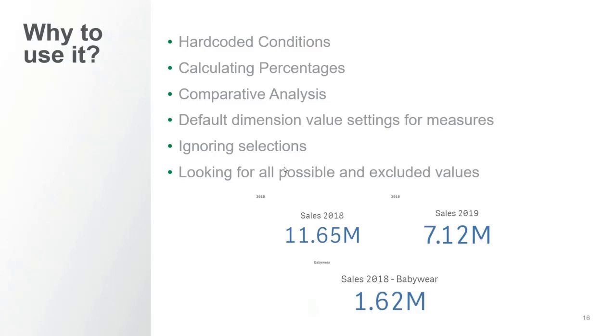It comes in handy when you're calculating percentages of a whole, which we have pieces that automatically do that now within the UI. Comparative analysis, which we also can do with alternate states, but you can have side-by-side comparisons like you see here, sales in 2018 versus sales in 2019. If you wanted to set default dimensional value settings for measures, ignoring selection, sometimes you don't want the interaction to make any changes to your visualizations. So you can set certain measures and visualizations to ignore any interactions or selections. And then also another good use case is looking for all possible or excluded values.